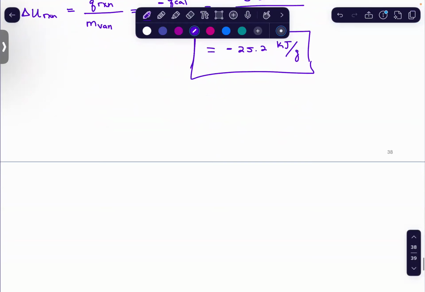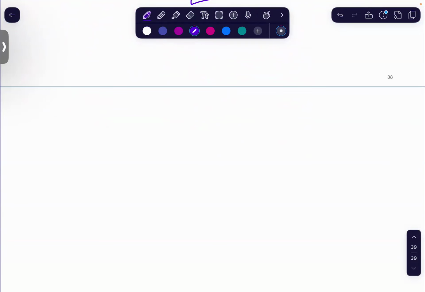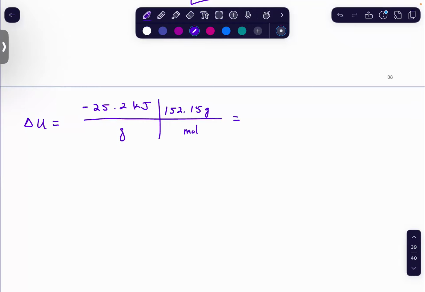Okay, what about delta U in kilojoules per mole? Well, we can do this in an easy way. So delta U, I'm going to take my negative 25.2 kilojoules per gram. And I know that vanillin is 152.15 grams per mole. That means that the energy per mole of our combustion is a negative 3834 kilojoules per mole.